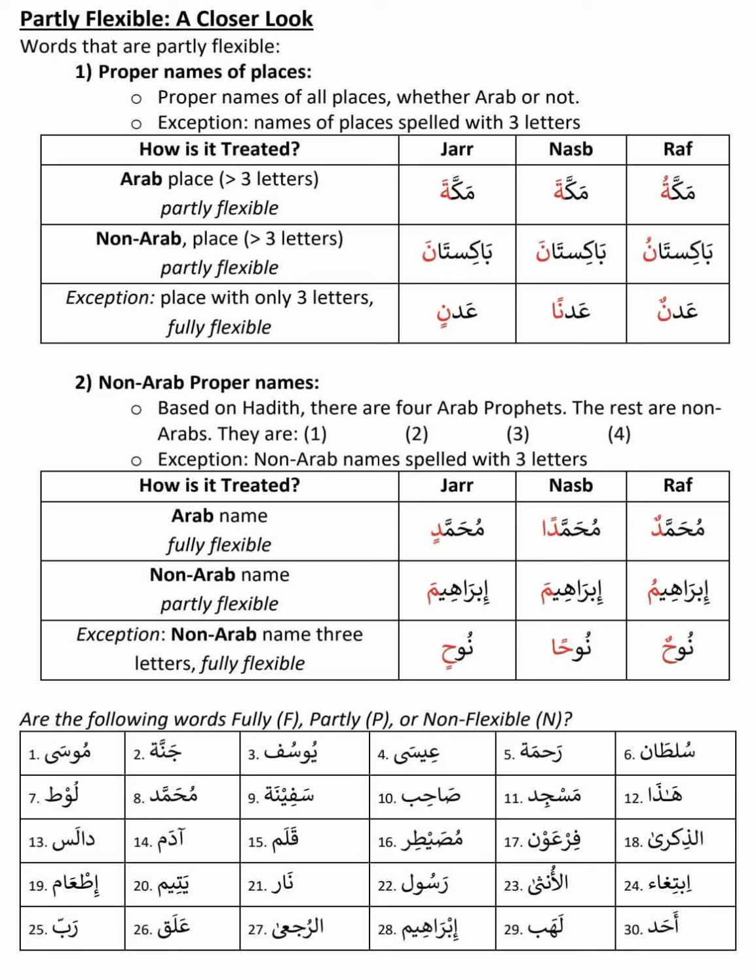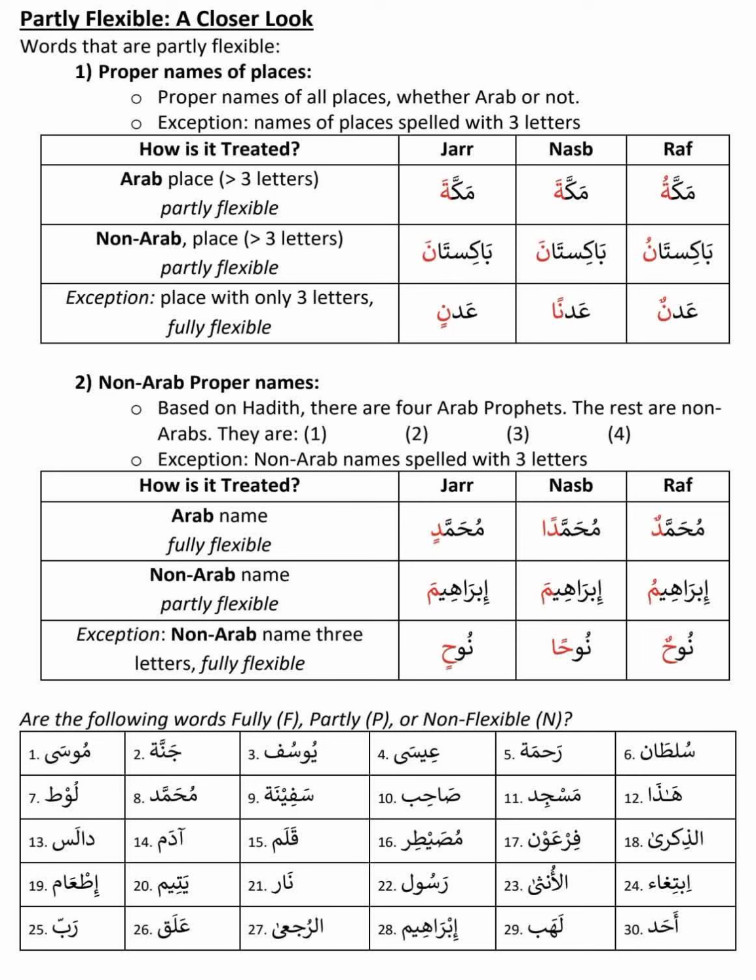But again, the same condition applies if it is 3 letters. If it is a 3-letter name, then it gets that fully flexible status again. The example given here is Nuh, Nuhun, Nuhan, Nuhin, because it is 3 letters: Noon, Vav, and Ha. It becomes 3 letters and it gets fully flexible. So just try to understand fully flexible and partly flexible with a simple example.